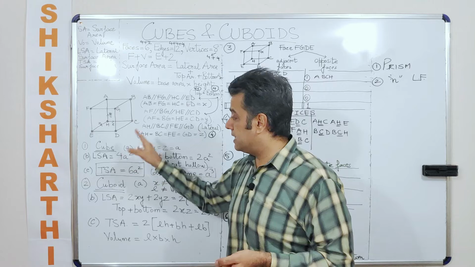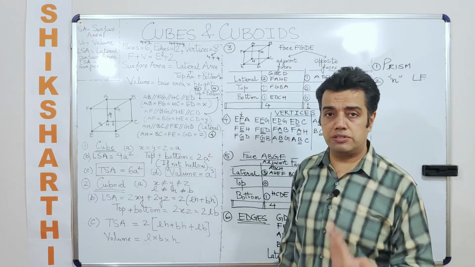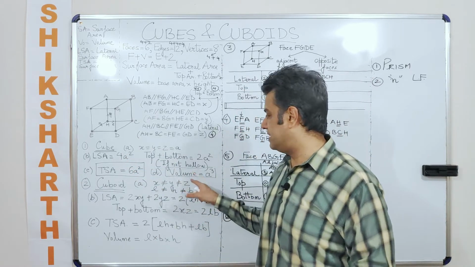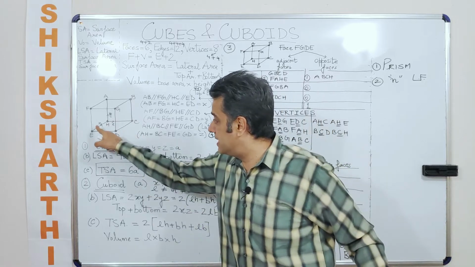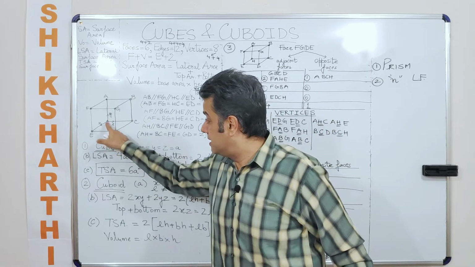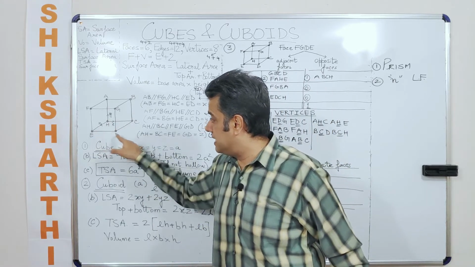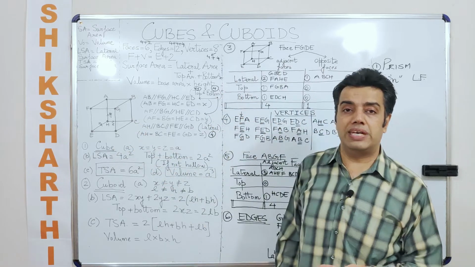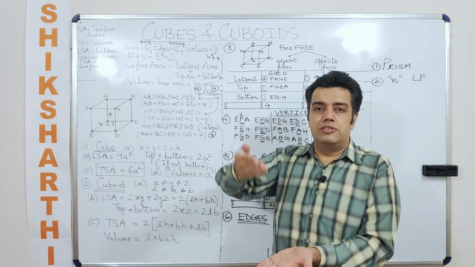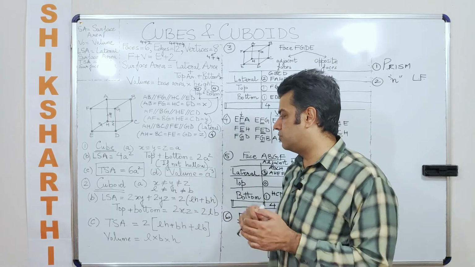So when I am calculating, I know that a cube or cuboid is a prism. So what is the volume? What is the base area? We are basically talking about the base, which is a square, HEDC. Now the area of a square is A square and the height also is A. So A square into A comes out to be A cube.